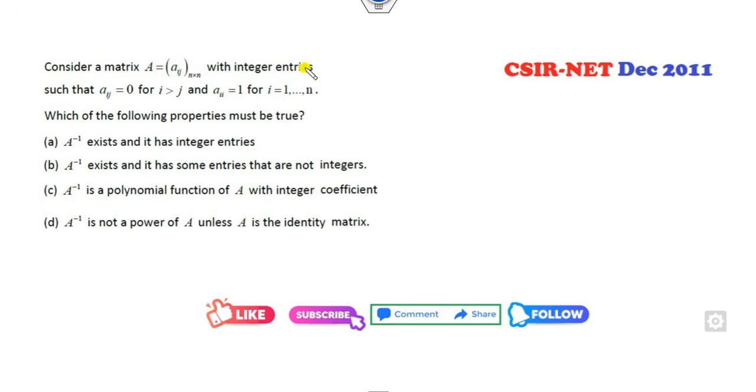Okay, look at another one. The matrix is not given to you, so I consider the 2 cross 2. A is a 2 cross 2 matrix with integer entries, where Aij is 0 when i is greater than j. The diagonal entries are 1. For the entry that is not given, I consider it as a, or you can think of any number, say 2. Fine, this is my matrix. Then A inverse exists and has integer entries.